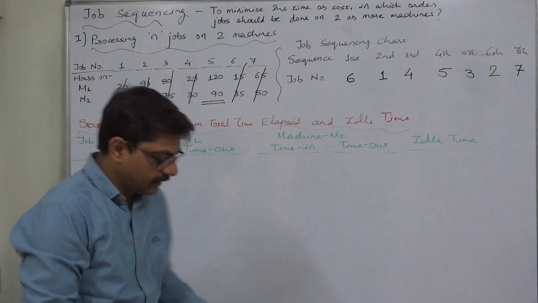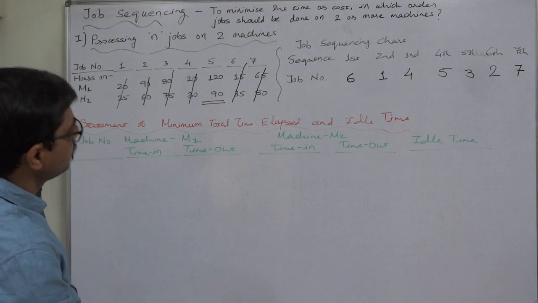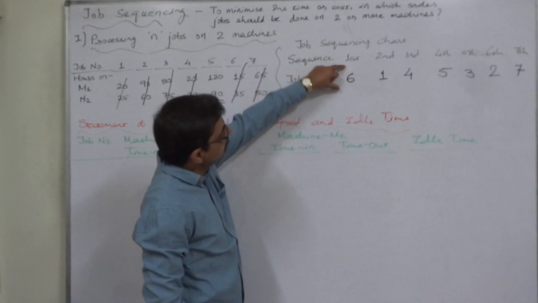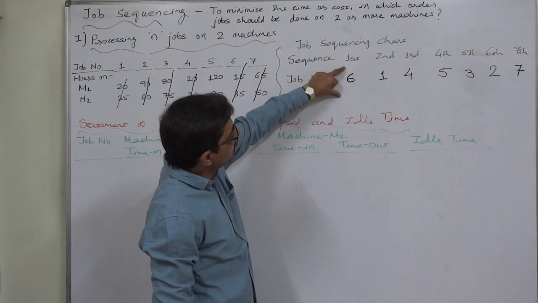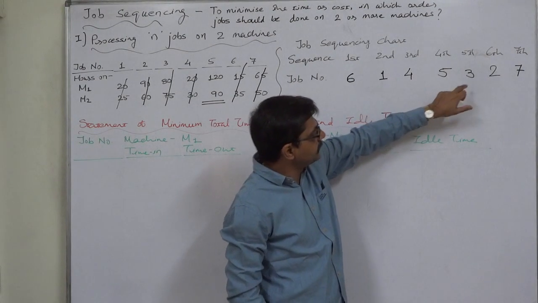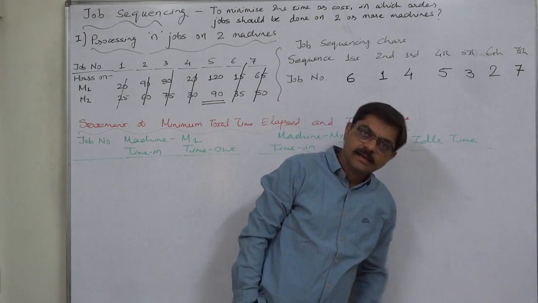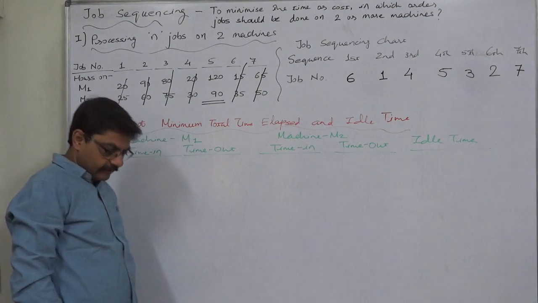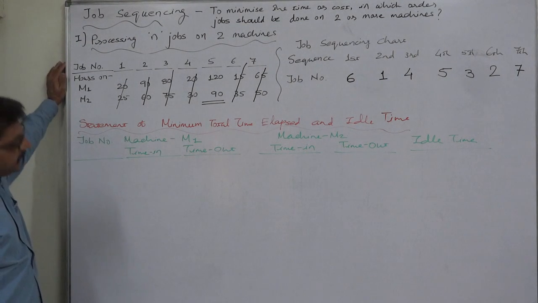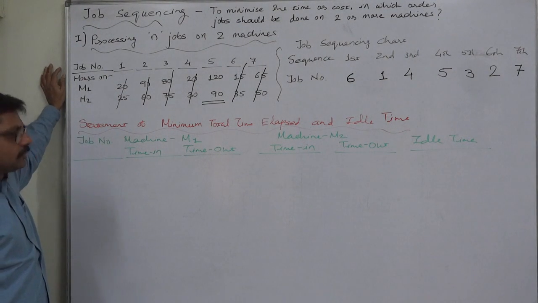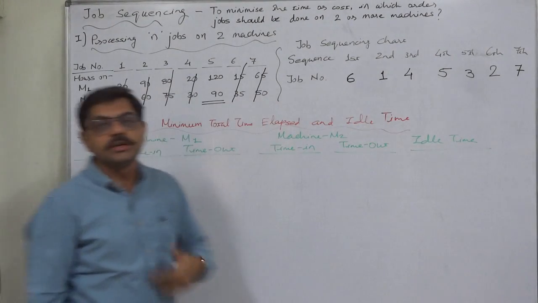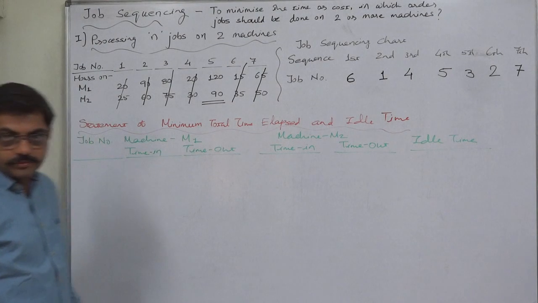So in this way, following Johnson's algorithm, the job sequencing chart shows that first we would complete job 6, then job 1, then 4, then 5, then 3, then 2, and the last will be the 7th. Now the next step is to prepare the statement showing minimum total time elapsed. If we follow this sequence, what would be the total time to complete all the 7 jobs?